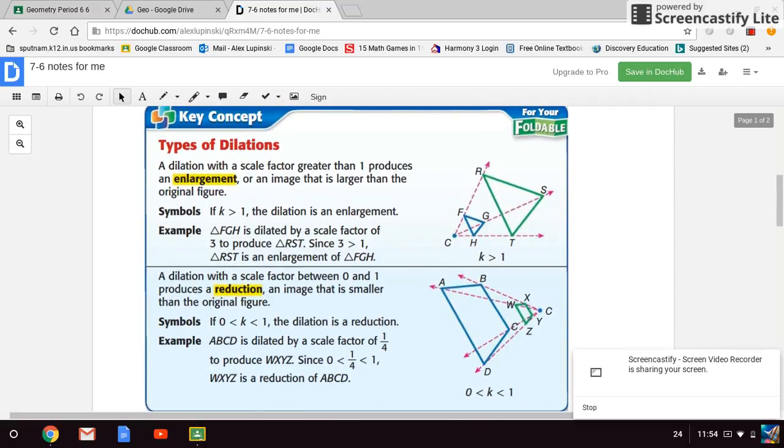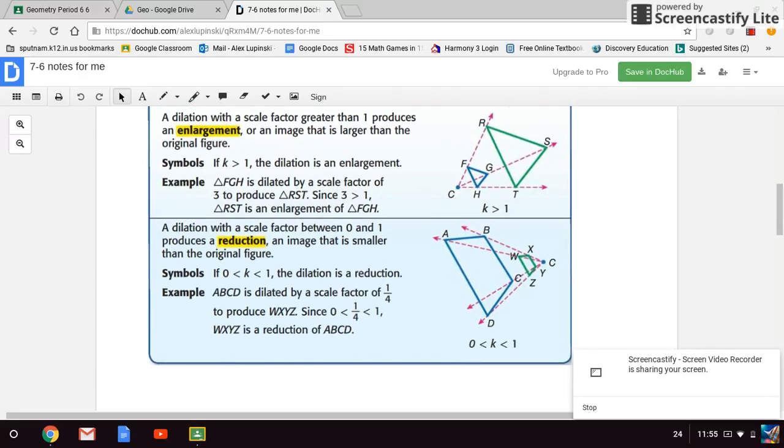There are two types of dilations. One is if the scale factor is greater than 1, that produces an enlargement. Like in the picture, the blue triangle FGH going to triangle RST. Obviously, it's bigger, so it has a scale factor larger than 1. In this case, it's 3. And a dilation with a scale factor between 0 and 1 produces a reduction, an image that is smaller than the original picture. In this case, polygon ABCD is obviously bigger than polygon WXYZ.